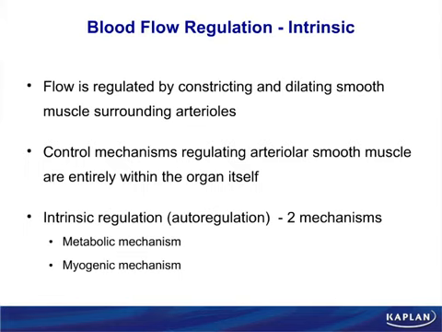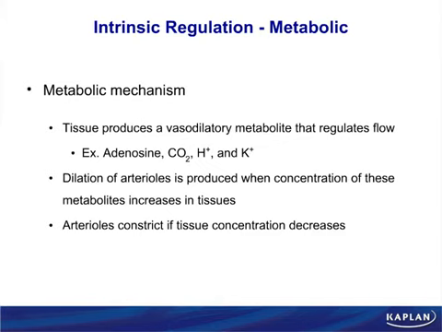And we're going to have two mechanisms that are going to cause this intrinsic regulation, this autoregulation. These will be the metabolic mechanism and the myogenic mechanism. Okay, we will start first with the metabolic regulation of blood flow. Tissues will produce a variety of vasodilatory metabolites that regulate the flow. These include adenosine, carbon dioxide, hydrogen, and potassium. And remember, we derive adenosine from the breakdown of ATP. Bottom line, these are vasodilators.